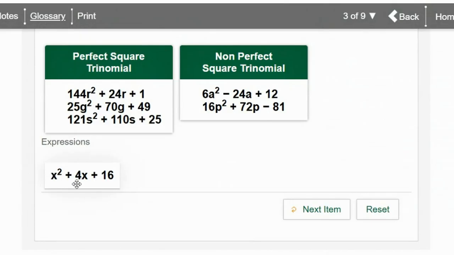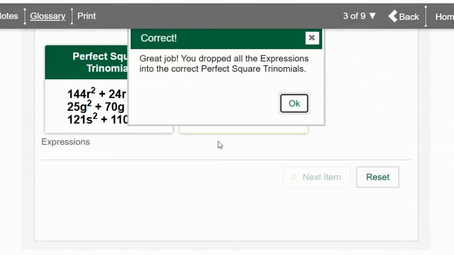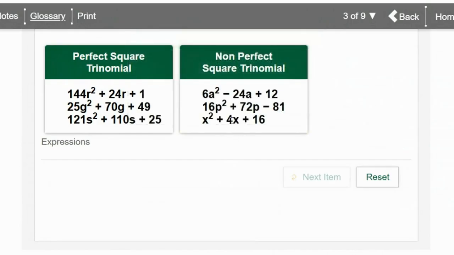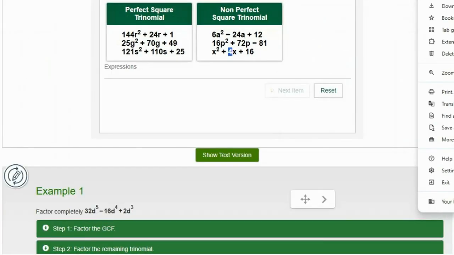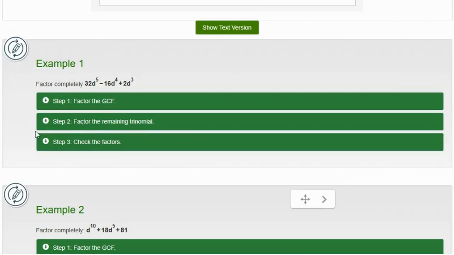X squared plus 4x plus 16. So A is x, B is 4. AB is 4x. Oh, wait, that's supposed to be double. That's supposed to be 8x. This is not a perfect square because it didn't have the 8x. It only had the 4x, and you're supposed to double the AB. All right, maybe a little trickier than the difference of squares.